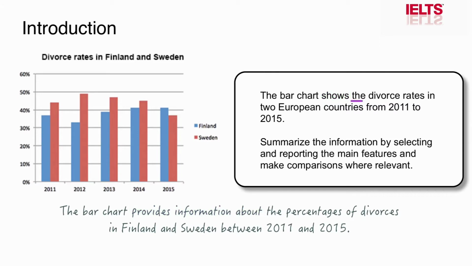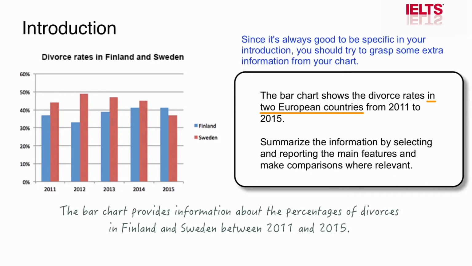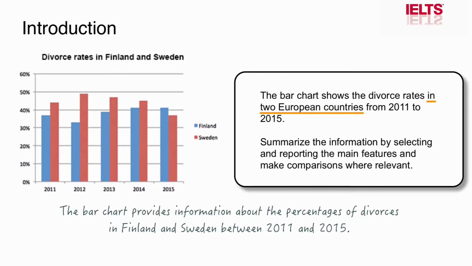Instead of the phrase divorce rates, I use the phrase percentages of divorces. After that comes the phrase in 2 European countries. Since it's always good to be specific in your introduction, you should try to grasp some extra information from your chart. What are those 2 European countries? Do we know? In fact, we do! Those are Finland and Sweden. So we'll use this information in our introduction by writing in Finland and Sweden.